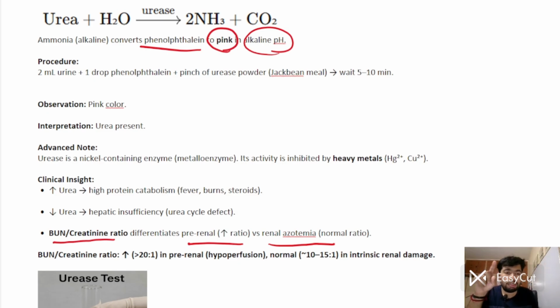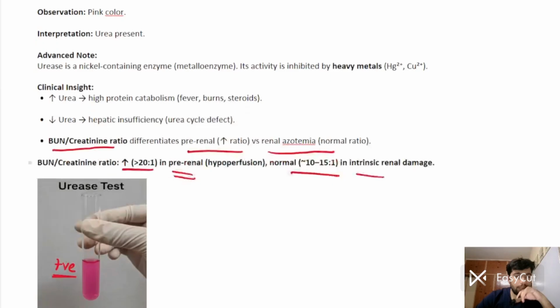Whenever your blood urea nitrogen to creatinine ratio is more than 20 to 1, it indicates a pre-renal condition, for example shock in case of hypoperfusion. Shock is a pre-renal condition because blood supply to the kidney is reduced, and normally the ratio is 10 to 15 to 1 in intrinsic renal damage like chronic glomerulonephritis, chronic kidney disease, etc. I hope this is very clear.